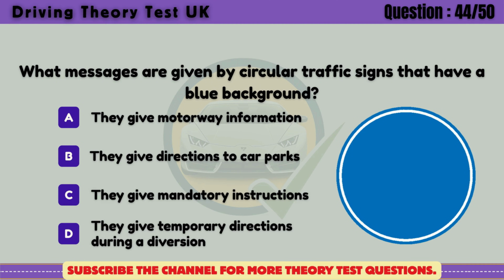Question 44. What messages are given by circular traffic signs that have a blue background? Option A. They give motorway information. B. They give directions to car parks. C. They give mandatory instructions. D. They give temporary directions during a diversion.